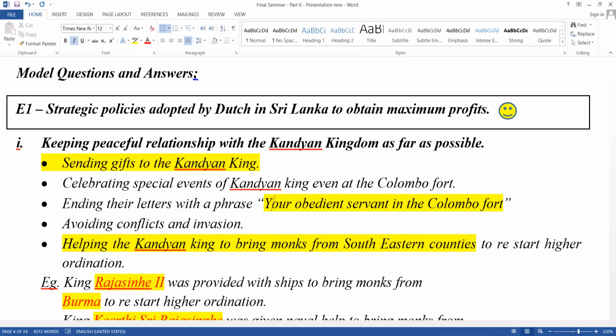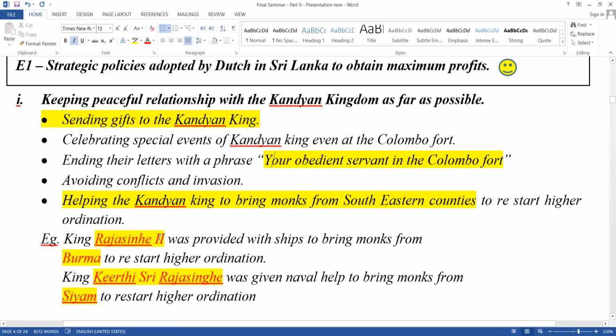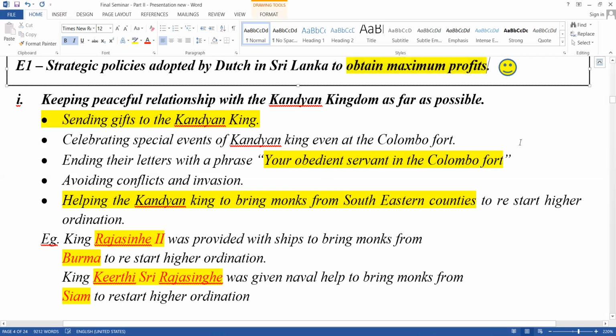Two examples I have given here. King Rajasinghe II brought monks from Burma. King Kirti Sri Rajasinghe was the only king who brought monks from Siam, Thailand. So the Siamese sect had been started during his time. So this is one step that they have taken to obtain maximum profits from Sri Lanka. A likely question, so we expect this one to come.